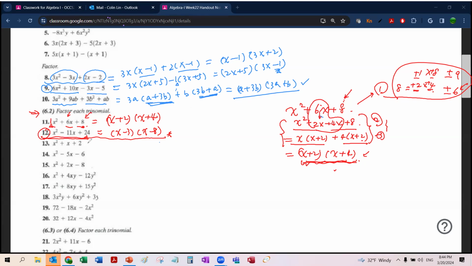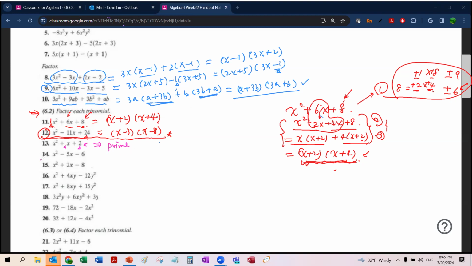All right, let's see 13. This one. The 2 factors can only be 1 times 2 or -1 times -2. The sum of them is +3 or -3, right? But the coefficient here is only 1, so it cannot match. So this one can only be prime. It cannot be factored, right?